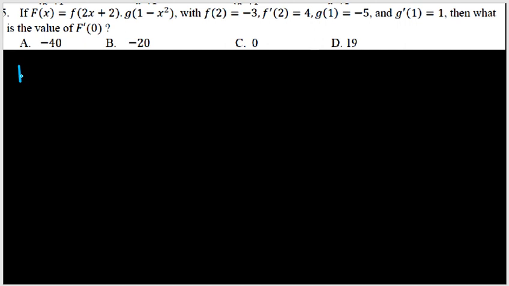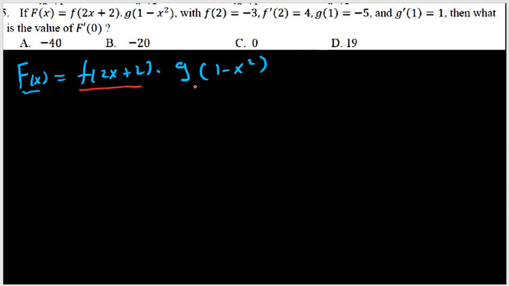Next one, we have capital F of x, which is equal to f of 2x plus 2 times g of 1 minus x square. So the capital F is a product of two functions. Those are f of something times g of something. So we need to apply the product rule to differentiate.